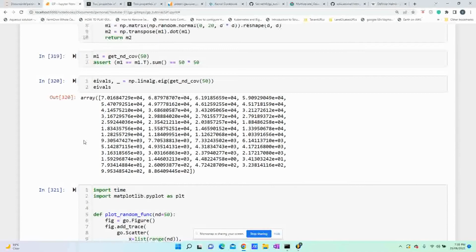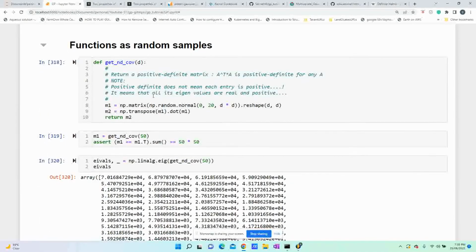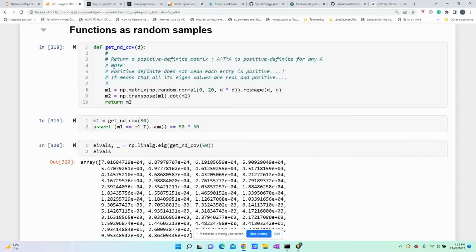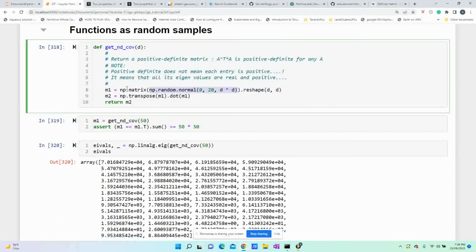Now, for example, in this case, what is the covariance matrix I have used? I'm just taking a covariance matrix as A transpose into A. And what is A? A is just a random normal. I create a random normal, take a transpose of that, and multiply with itself. That's what I'm doing. So it's just a random matrix.